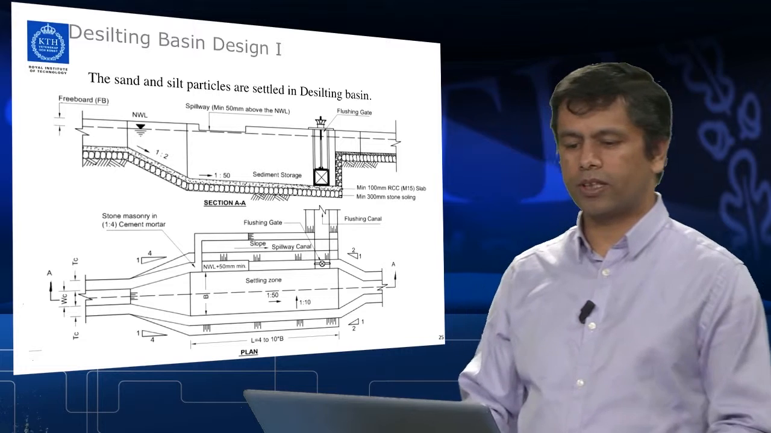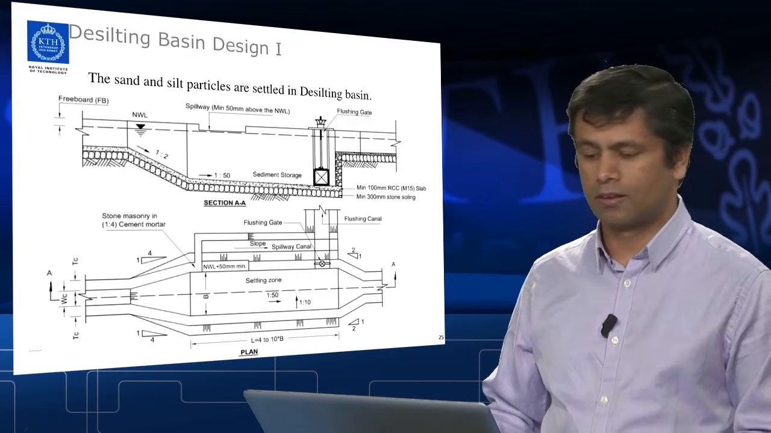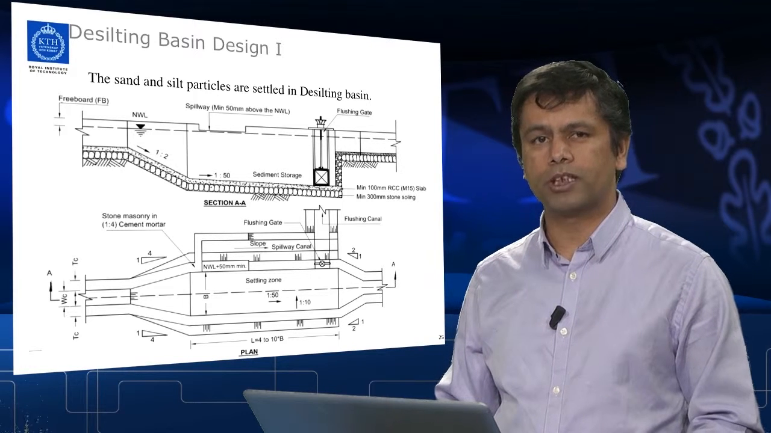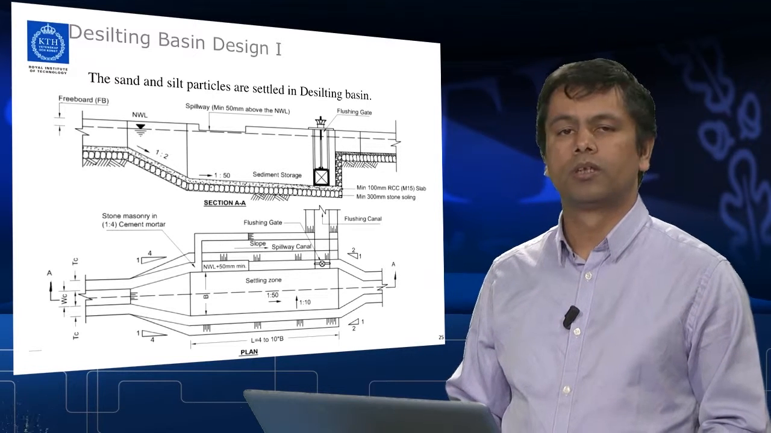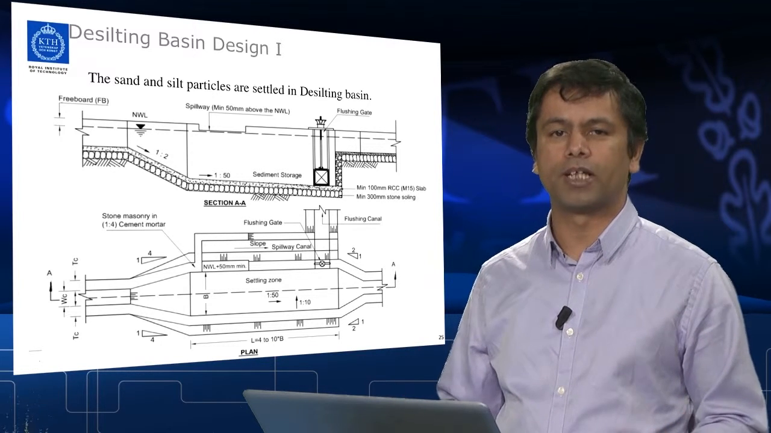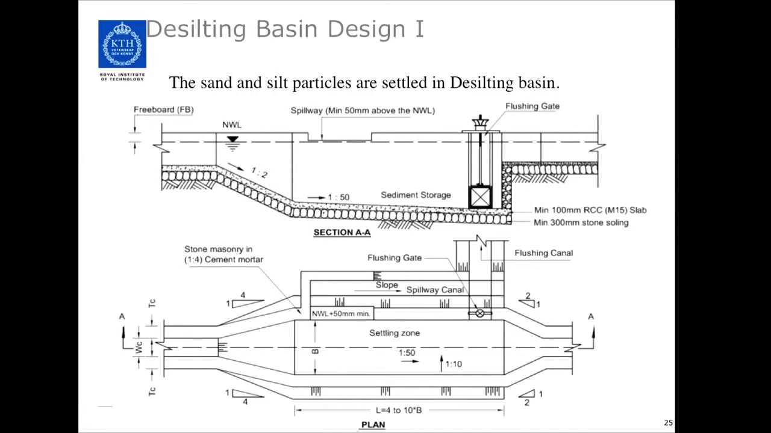Now another important structure is the desilting basin, and the main function of this desilting basin is to settle down the silt particles that have been carried by the water. If you look at this drawing, this is the plan of the desilting basin, and this is the sectional view at AA of the desilting basin.